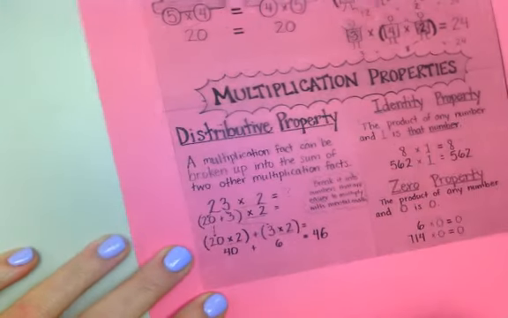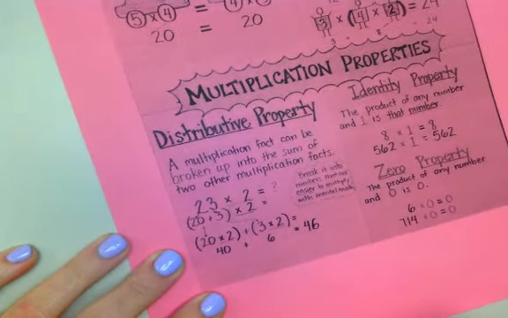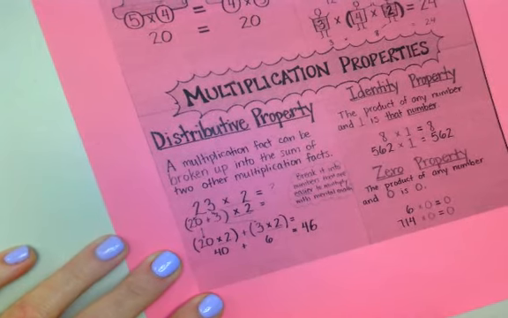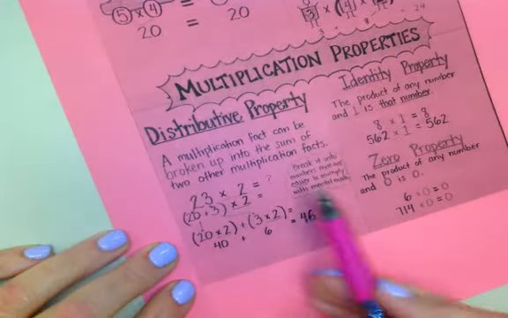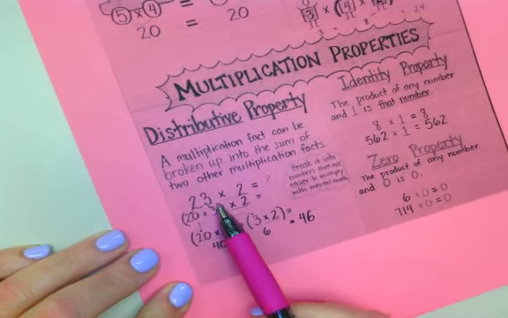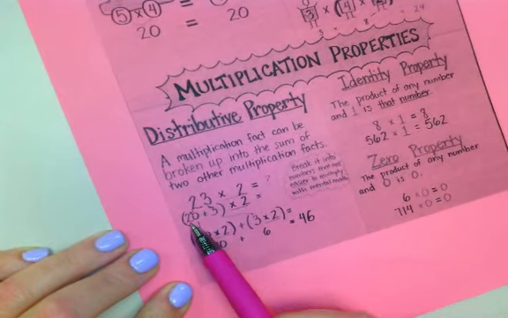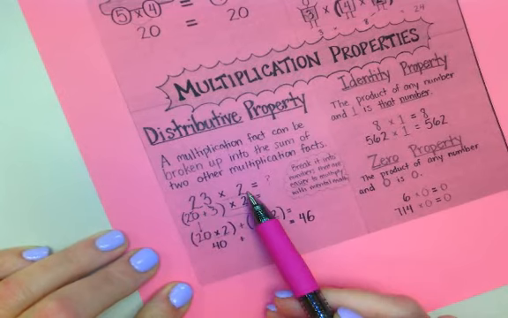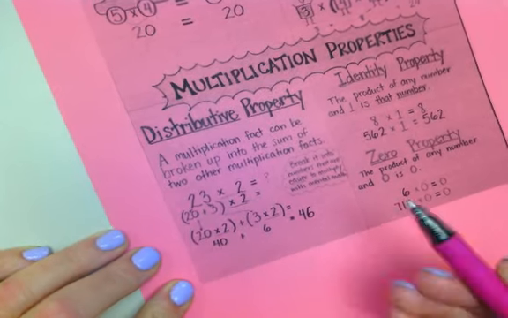So with the distributive property, it's just a multiplication fact that can be broken up into the sum of 2 other multiplication facts. So let's look at it. Here, for example, you have 23. Well, to get 23, you do what? 20 plus 3, and then times 2. Well, that's all this is.